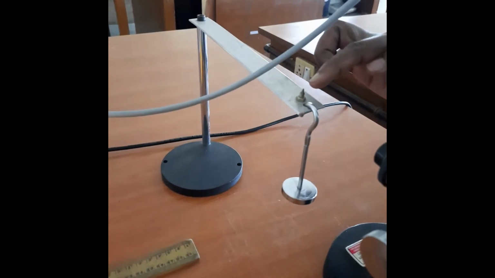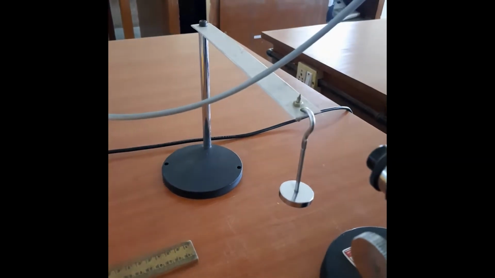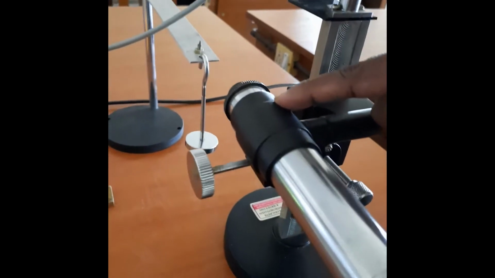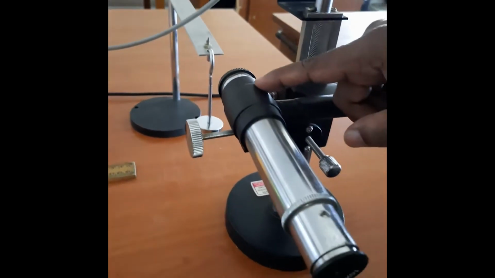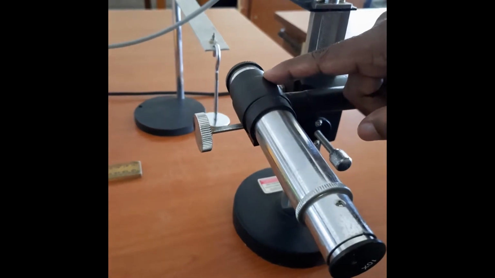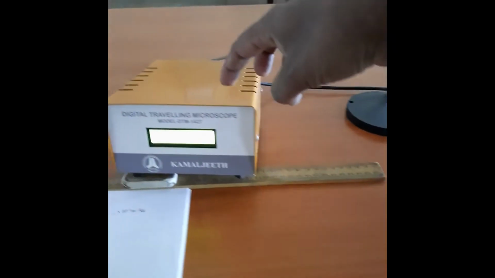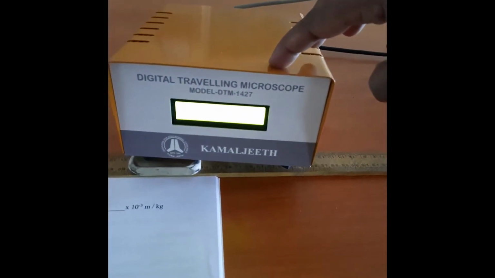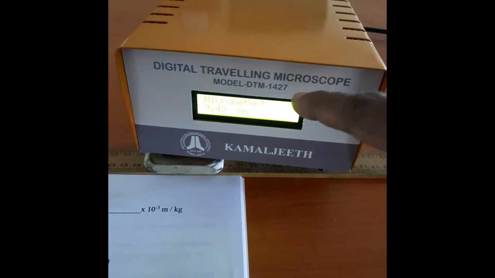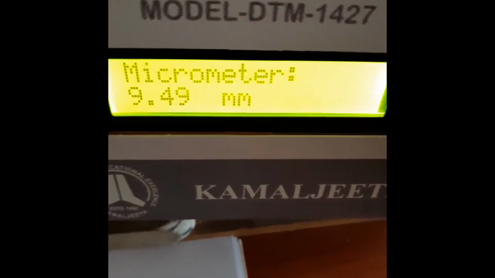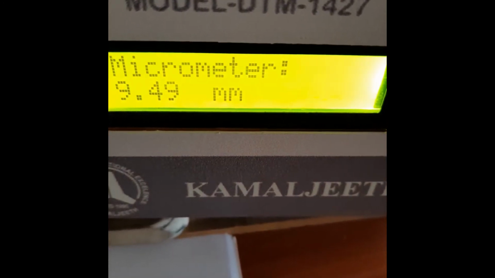Here we are going to focus the tip of the pin by making use of this traveling microscope. In the field of view, you are going to get the inverted image of the pin. By focusing the pin at the crosswire, you have to record the reading by making use of this equipment. This is a digital traveling microscope. It is already focused to the crosswire. Now the reading is showing as 9.49 mm. So that's the first reading.